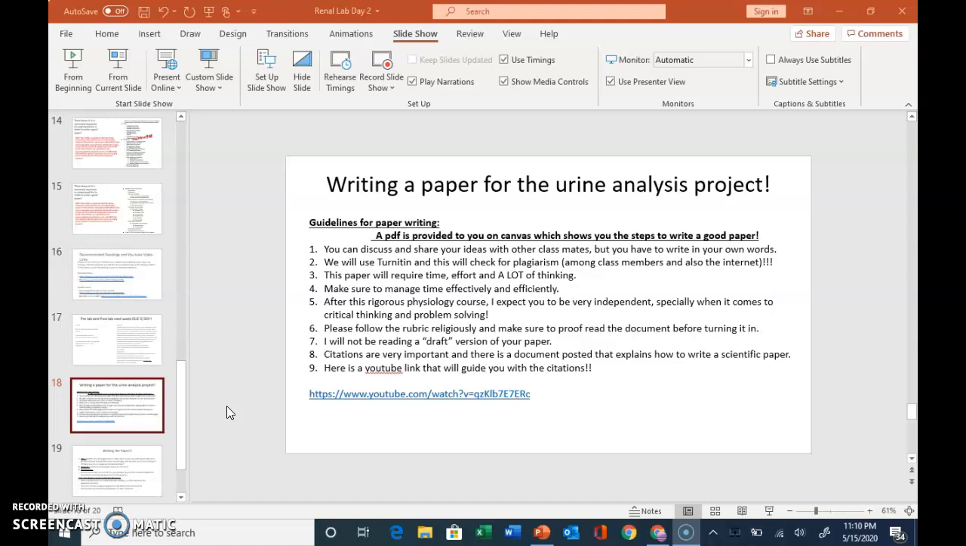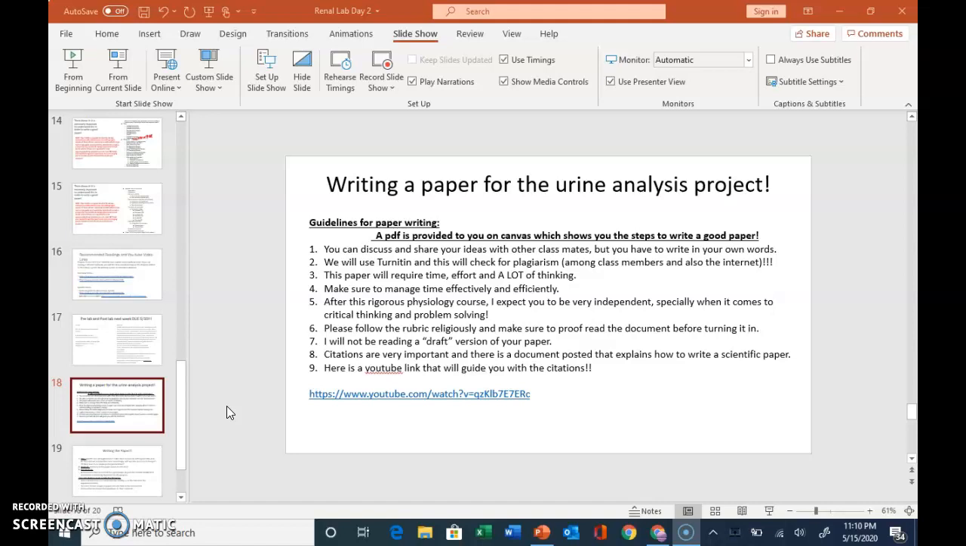Okay, also a PDF is provided to you on Canvas, which shows you the steps to write a good paper. You can discuss and share ideas with your classmates, but remember you have to write in your own words. We will use Turnitin, and this will check for plagiarism. So if you copy something off the net or if you copy from each other's assignment, that will show up as a red flag on Turnitin, and you will end up getting a failing grade for this assignment.